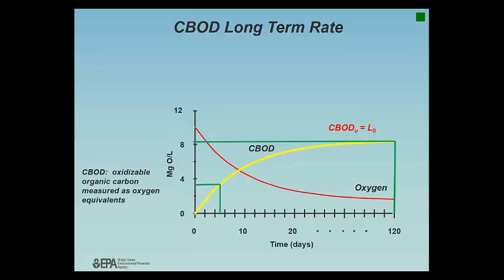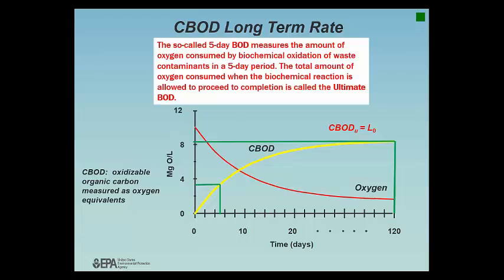It's the amount of oxygen consumed to totally deplete all of the organic material. So the 5-day rate just gives us the amount of oxygen consumed in a 5-day period. The long-term one gives us the total oxygen consumed to deplete the organic material, or the ultimate BOD.